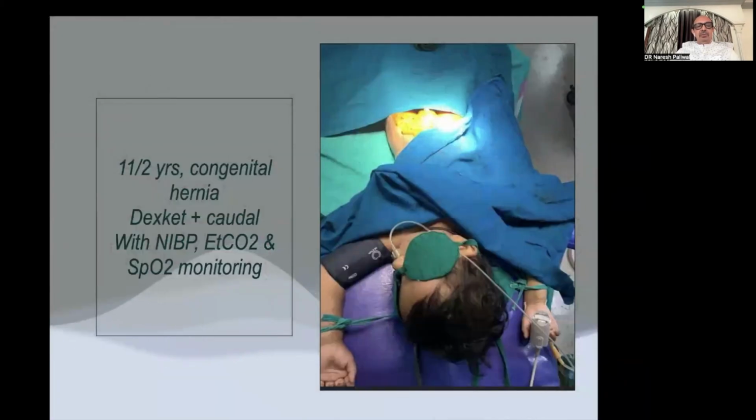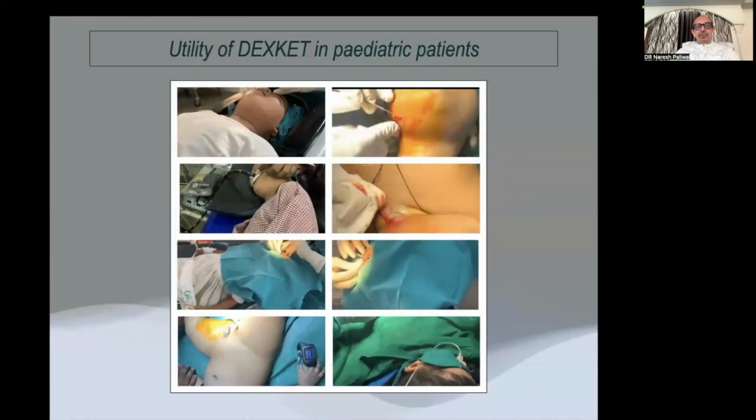At the end of surgery, this is just to show the effectiveness of DexKet. You see all the monitoring, even ETCO2 is being monitored. Now the utility of DexKet in pediatric patients. I have used DexKet for almost anything, right from IOL, pediatric IOL, lacrimal probing, and foreign body removals. I removed almost 30-40 foreign bodies for upper GI in pediatric patients, for Ludwig's angina and all sorts of cases, just to cover up the DexKet.